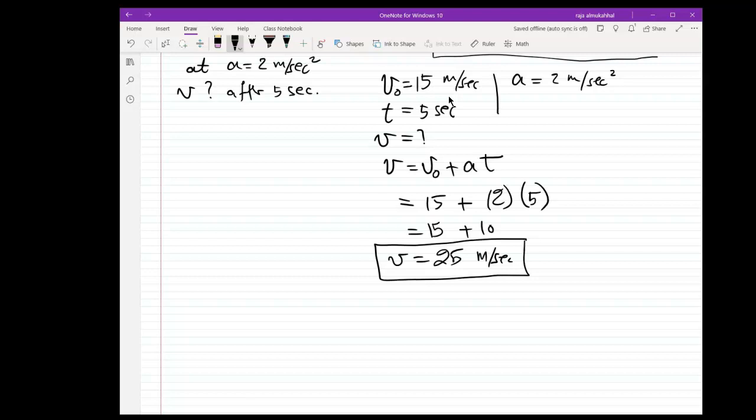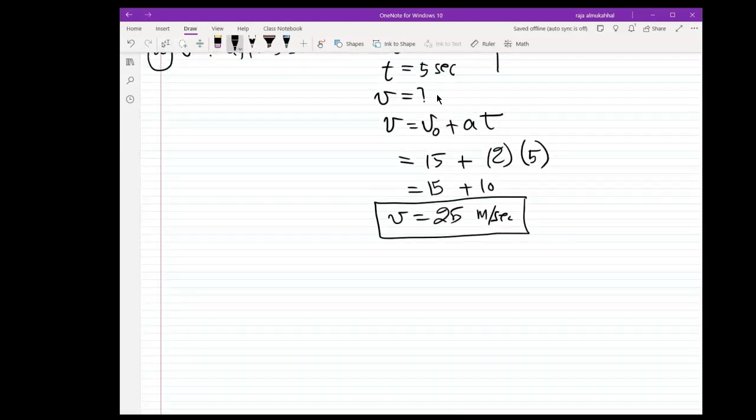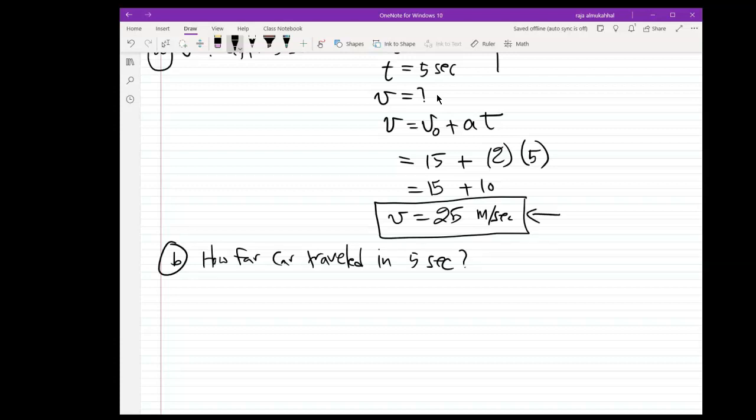Got it? Okay. The second part, this is for the first part. This is part A right here. Part B of the problem says, calculate how far the car traveled in 5 seconds. Okay, so we calculated the speed of the car after 5 seconds. Now he wants how far the car will travel after 5 seconds.